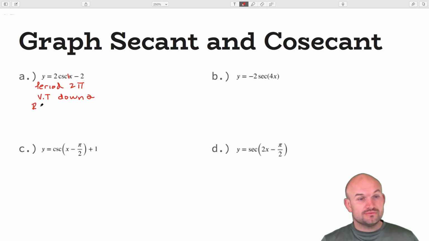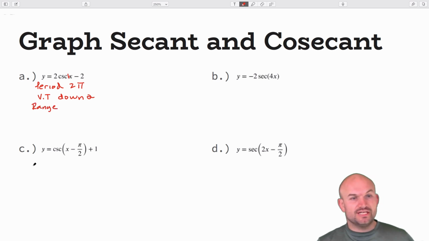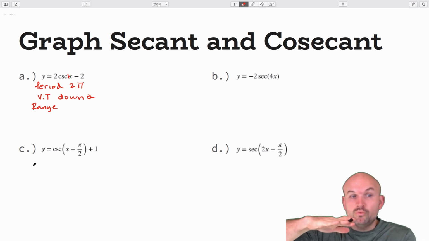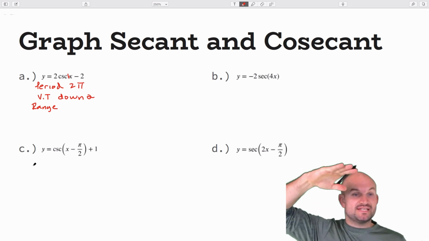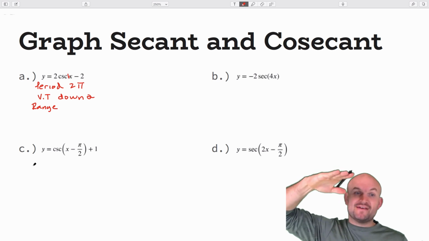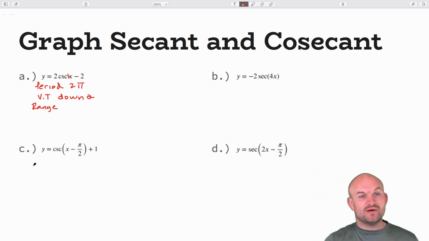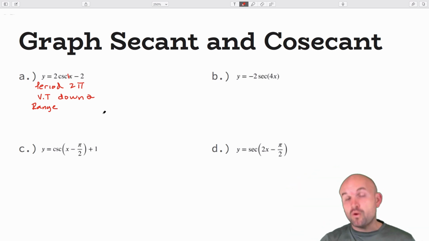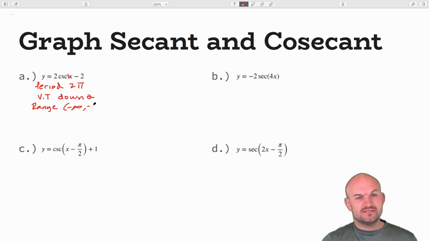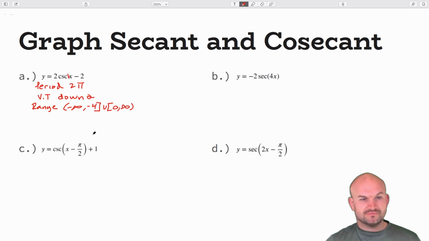The range, again, I'm just going to look at the sine graph. The sine is from -1 to 1. Multiplying by 2 takes it from -2 to 2. And then the graph gets shifted down 2. So now the range is going to be from -4 to 0. So my range here is going to be -infinity to -4 included, and then all the way from 0 to infinity.